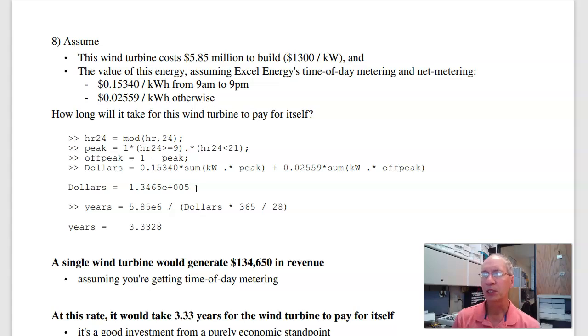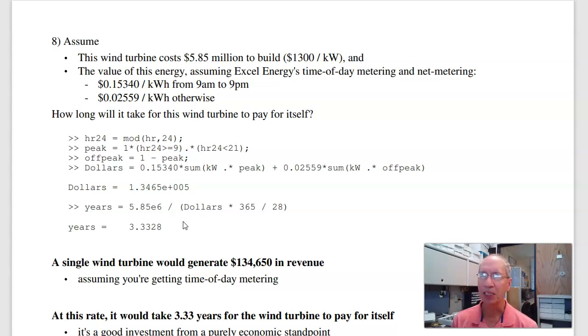The time it takes the wind turbine to pay for itself is the cost of the wind turbine divided by dollars per day. So dollars over 28 days, times 365, gives you dollars per year. Or it converts it to years. 3.3 years. So the wind turbine takes about 3.3 years to pay for itself.